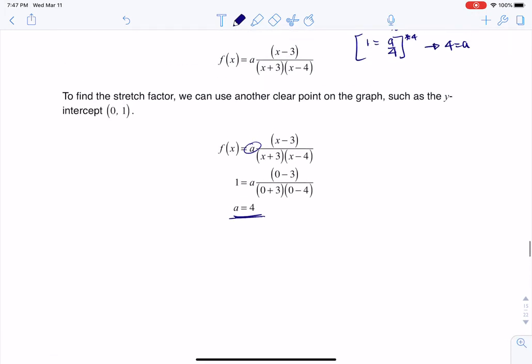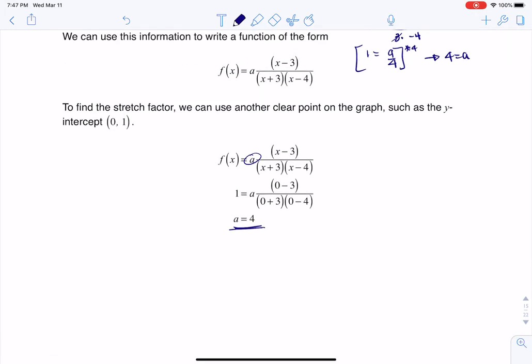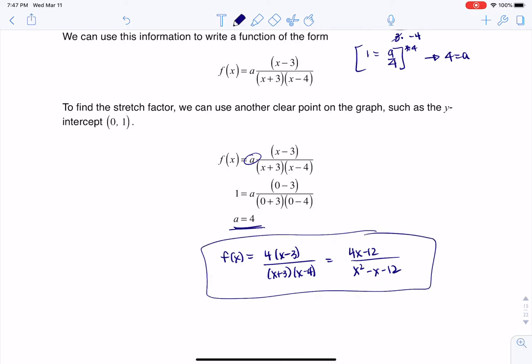I didn't write my final answer, so let me go ahead and do that. Ultimately, f of x would equal 4 times x minus 3, over x plus 3 times x minus 4. And if you want to multiply that out, you're more than welcome to. If you want to distribute, you get 4x minus 12 on the numerator and x squared minus x minus 12 on the denominator. That's fine. Either of these answers is totally acceptable.